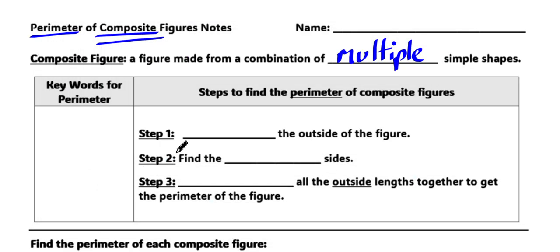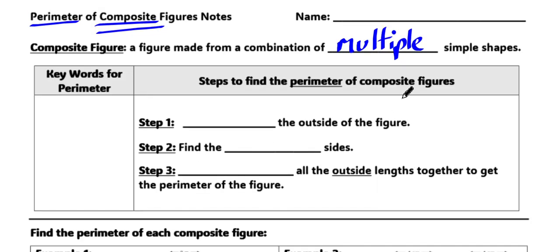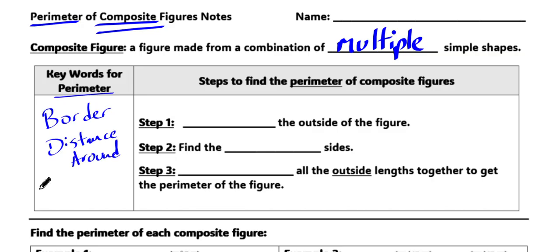So, words that we have to look out for that mean perimeter are border, the distance around, and then the units we want to look out for are something like meters, inches, feet, miles. These are abbreviations. That means meters, that's inches, that's feet, miles. Those are measures of distance. That's what we're talking about when we're talking about perimeter, the distance that goes around a shape.